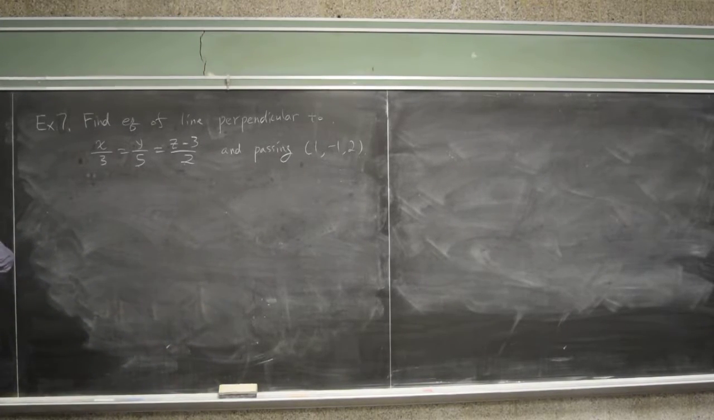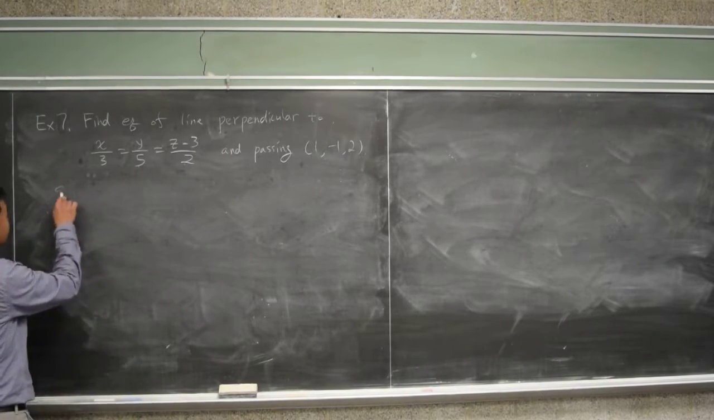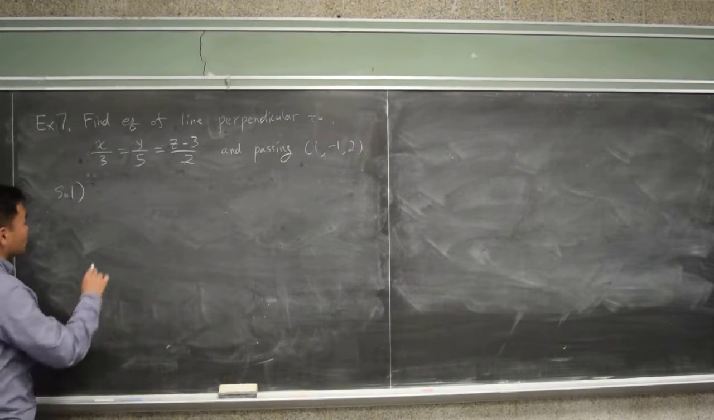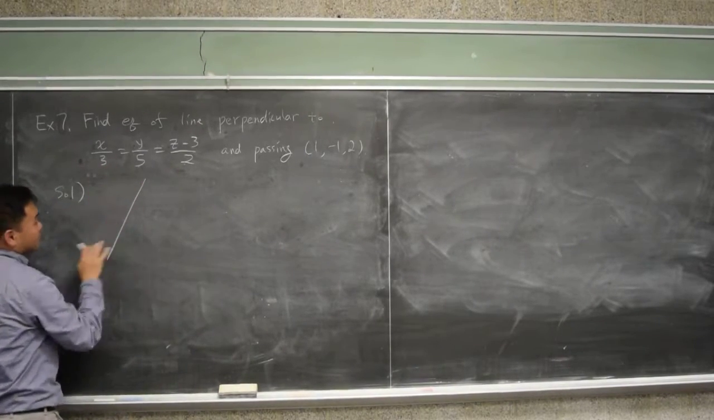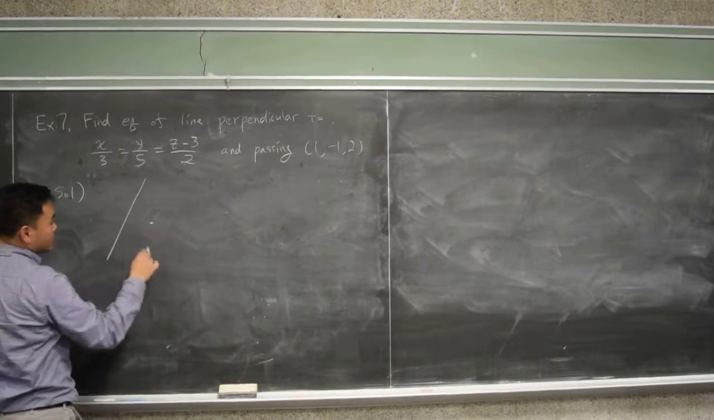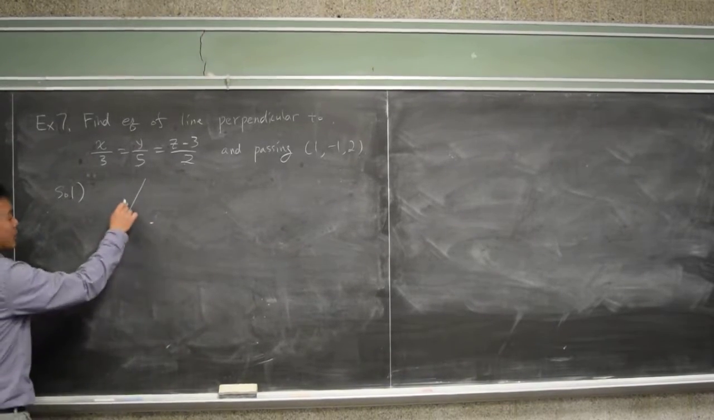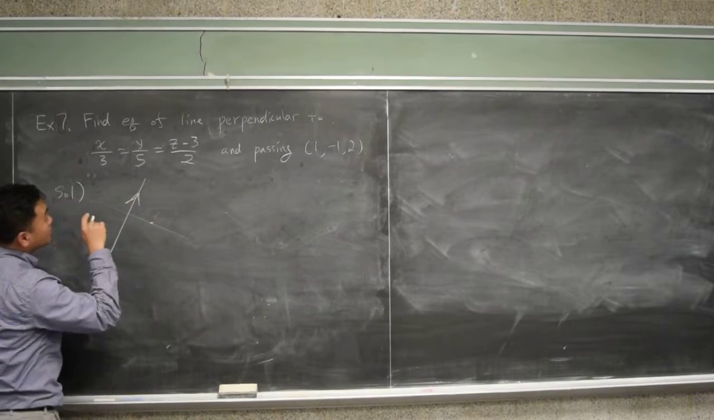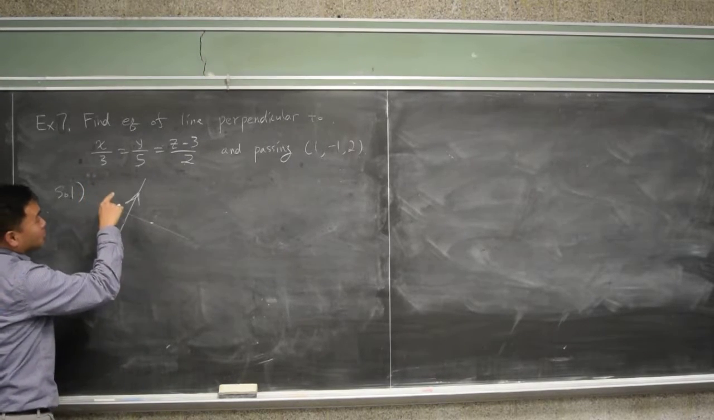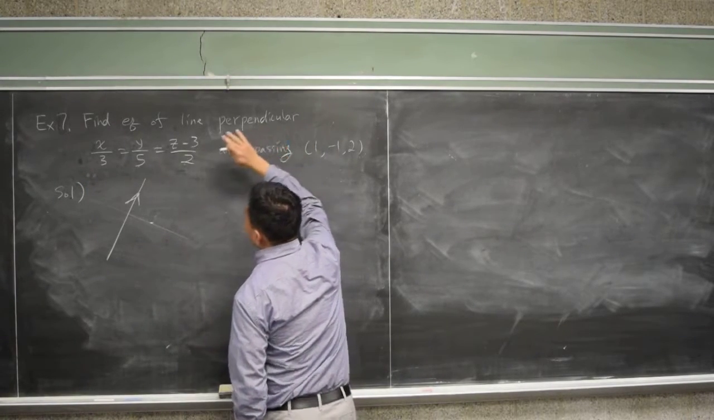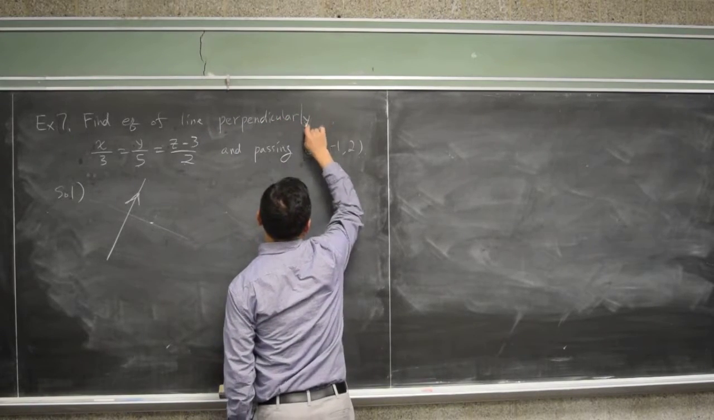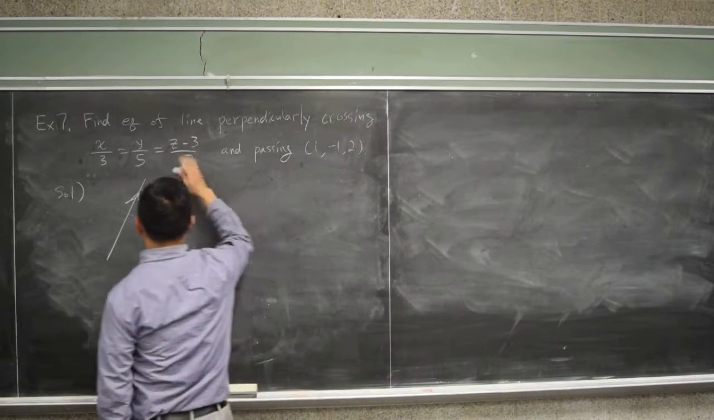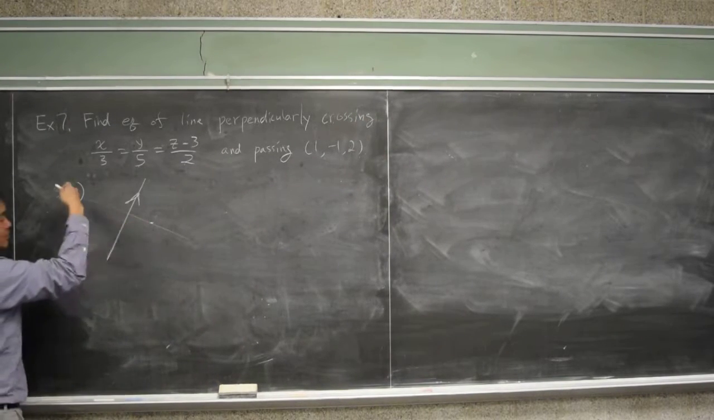So let's try to think about the following. All right, solution. It's helpful if you draw the picture. So here's the line that we're given, and here's the point that we're given. We already know the direction of this line, and we want a line that's perpendicular to it. Find the equation of the line perpendicularly crossing. Okay. So we want a line.